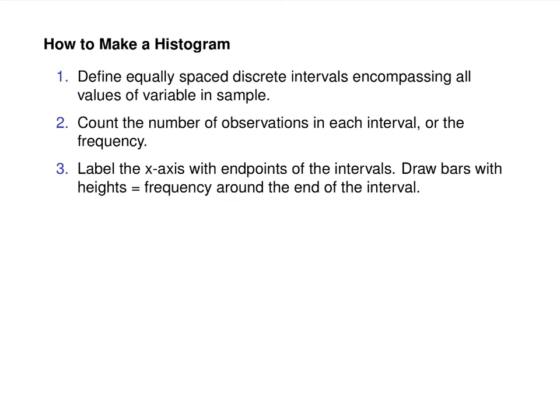So first, how to make a histogram. The first thing you do is you define equally spaced discrete intervals encompassing all values of a variable in a sample. So I do running races. An example of making equally spaced intervals might be age groups. So you put everybody in 30 to 34, 35 to 39, stuff like that. Then you count the number of observations in each interval, or the frequency. And the x-axis gets the endpoints of the intervals, and you draw bars with the heights equal to the frequency.